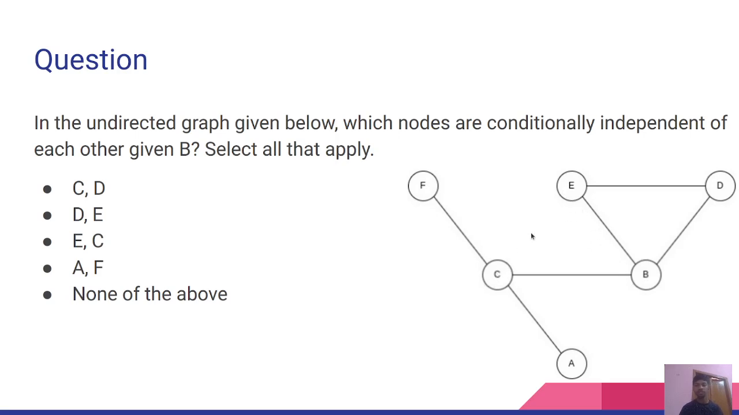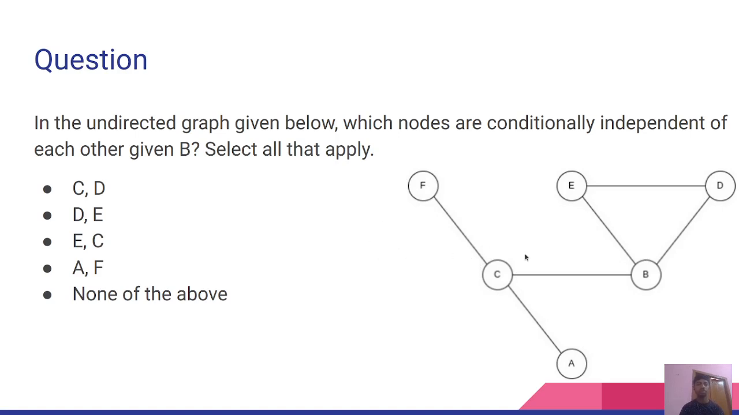And the final option is A to F, and we have B given. Are they independent? No, sir. They are not independent because we can reach from A to F via C. B is blocked, but C is not blocked, right? So we can reach from here to here.